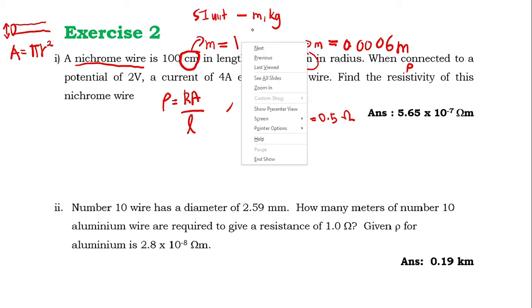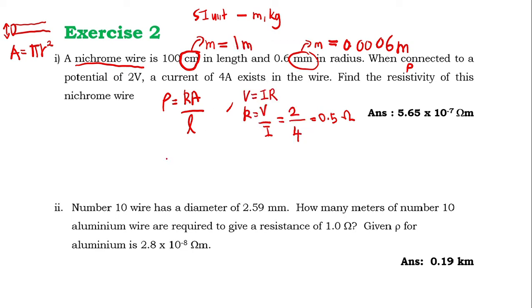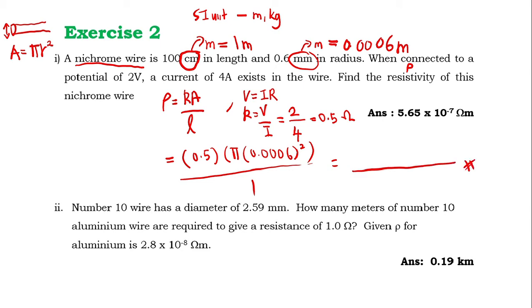So awak semua nilai dah tahu, just kita masukkan dalam formula. Nilai R 0.5, area. Okay, ni awak tekan kalkulator pi kali 0.0006 kuasa 2 over L length adalah 1. So dapat tak nilai? Kira sendiri.